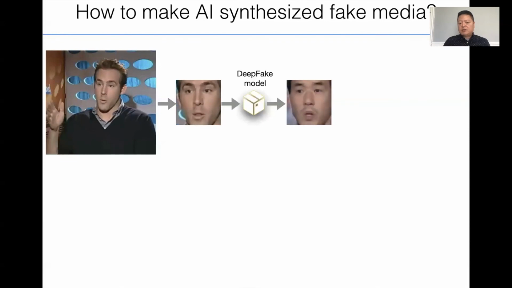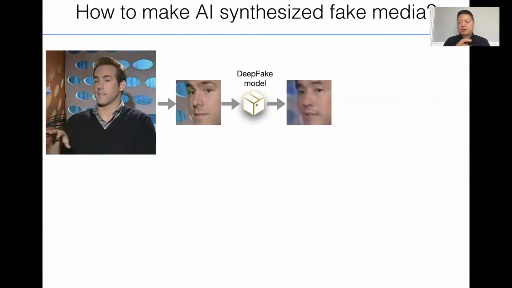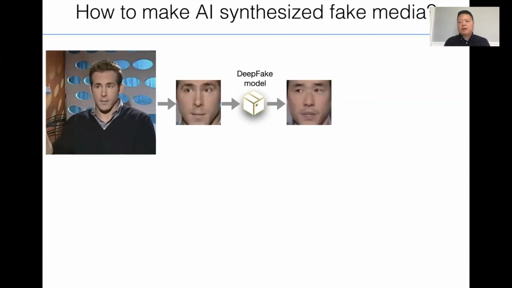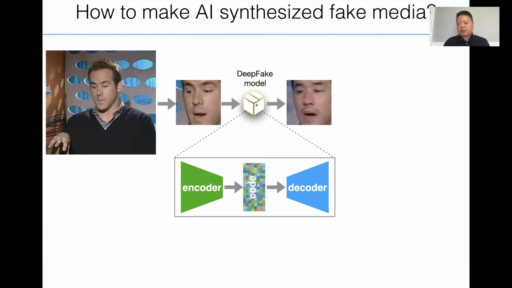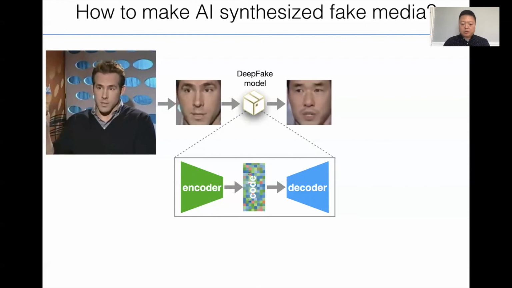These extracted faces are going to be fed into a neural network model. Here we just call it a deepfake model. As a result, the deepfake model creates another person's face, but with the same facial expression as the input. Now let's look a little bit at the under-the-hood details of this deepfake neural network model. It is actually composed of a pair of neural networks. One is known as the encoder, the other is known as the decoder.